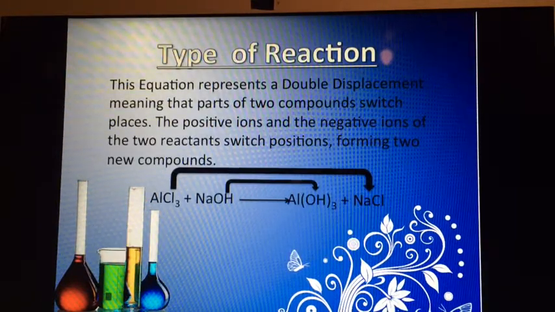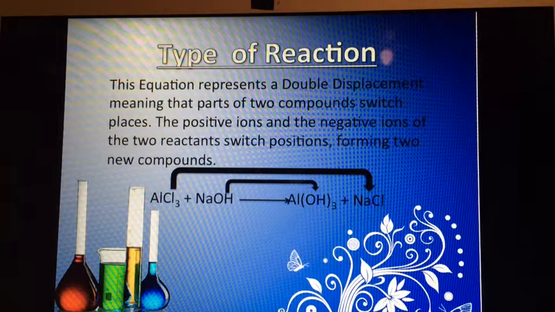Type of reaction. This equation represents a double displacement, meaning that parts of two compounds switch places. The positive ions and the negative ions of the two reactants switch positions, forming two new compounds. As you can see in the diagram with the equation and the arrows, Cl from the aluminum compound goes to the sodium on the product side, creating NaCl, and from the sodium hydroxide on the reactant side, the OH goes to the aluminum on the product side, creating aluminum hydroxide.